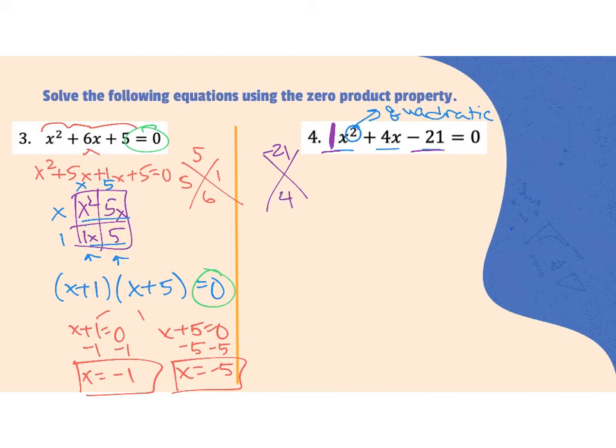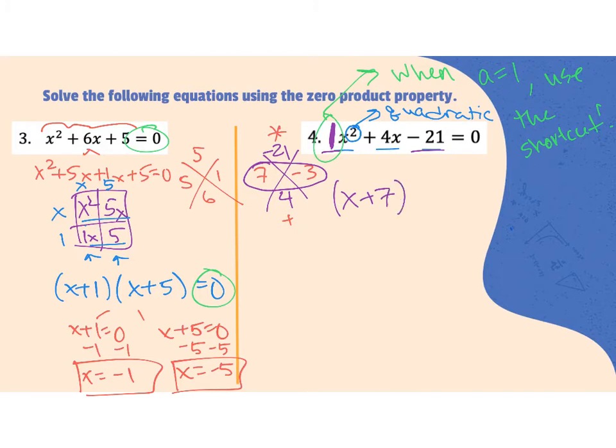Here's where that shortcut comes into play. So I find these two things. What gives me a product of negative 21 and a sum of 4? That's going to be 7 and negative 3. 7 minus 3 is 4. 7 times negative 3 is negative 21. Shortcut time. So because a is equal to 1, when a equals 1, you can use the shortcut. So what the shortcut tells you is these two factors become your parentheses.